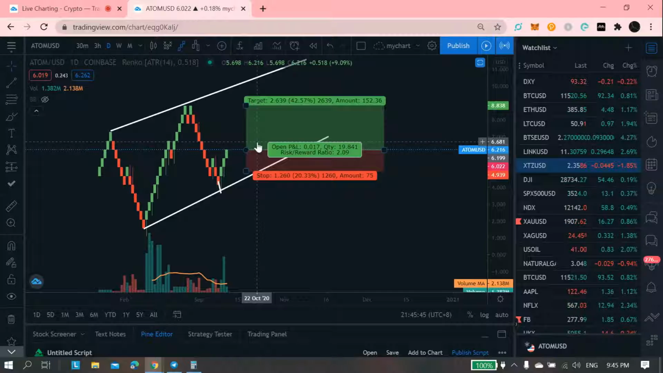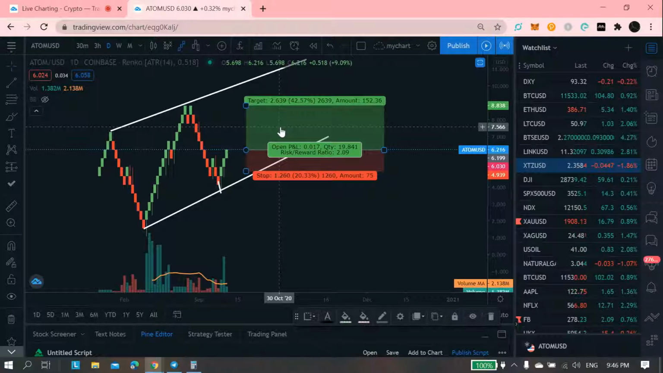I can still get a profit of 42.47% if the TP reaches my target price. But of course, if I get stopped out, I will incur a 20.33% loss in my portfolio.